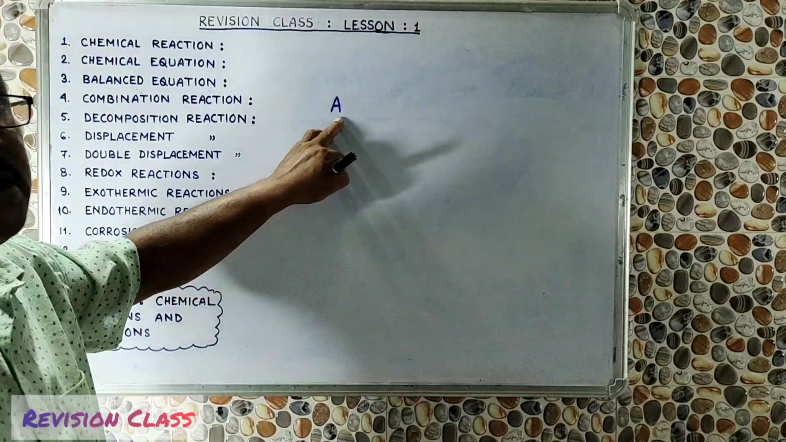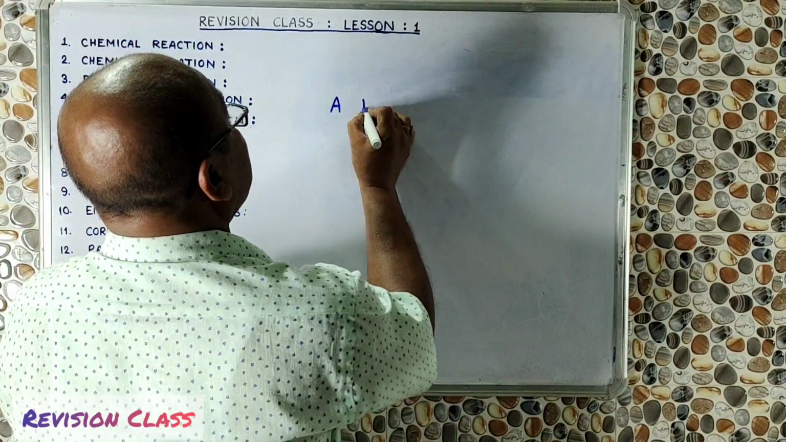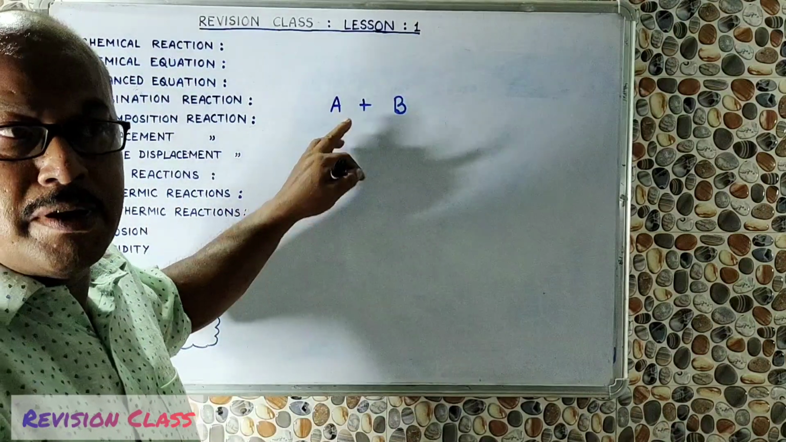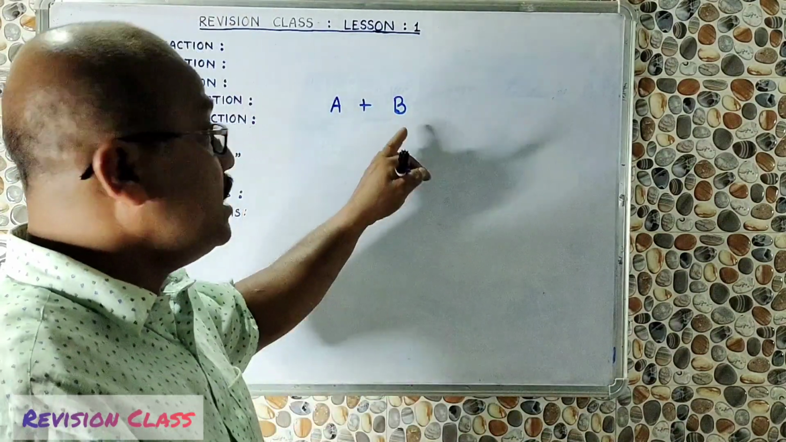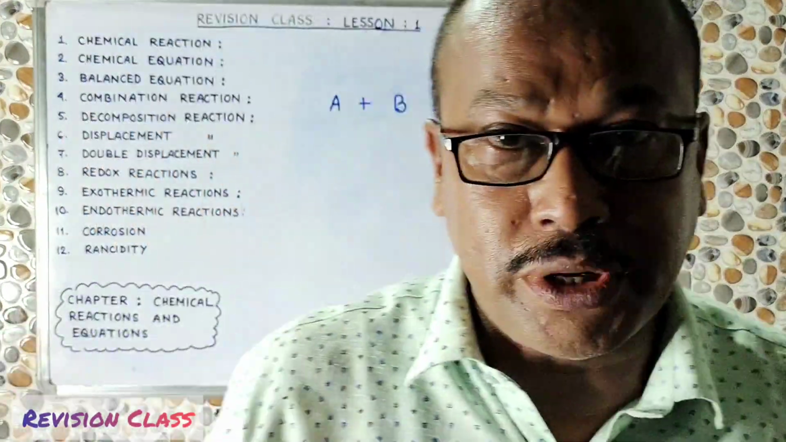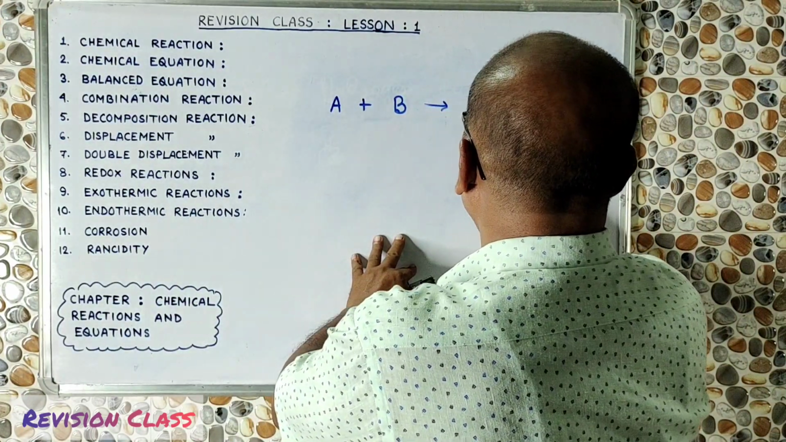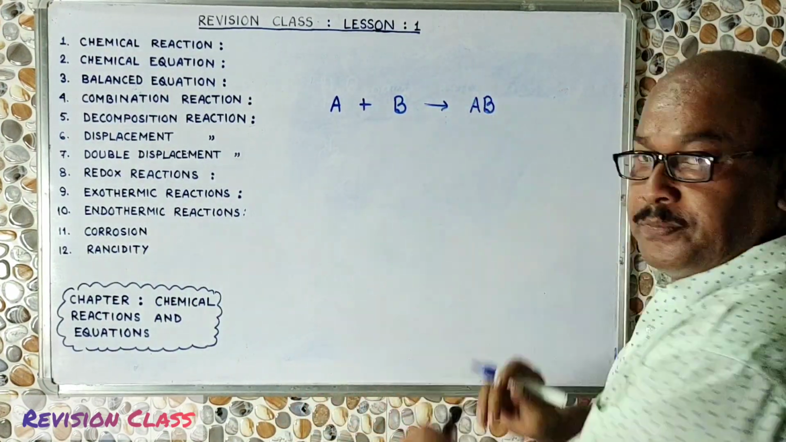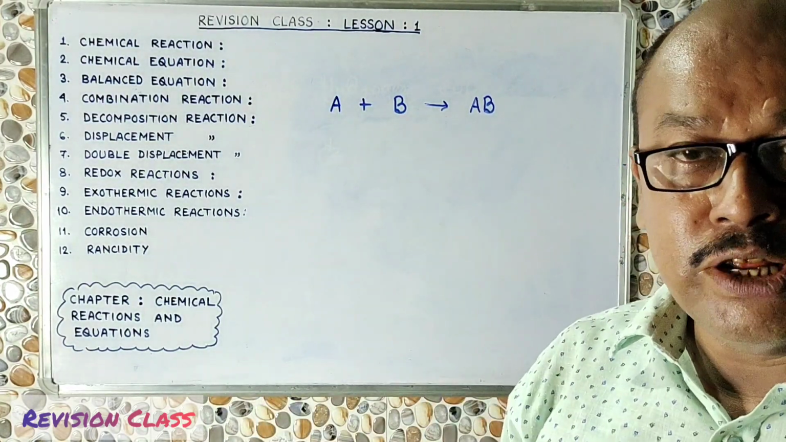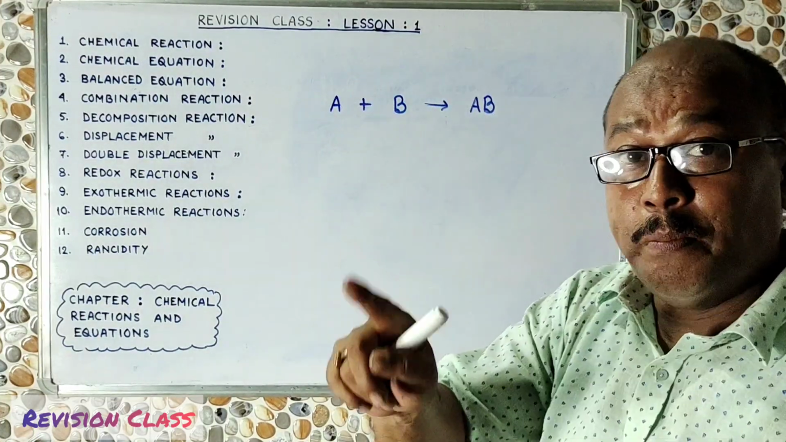Say for example, this is A, which is a particular chemical, and with that chemical another chemical is added. So here A is a chemical substance, and B is another chemical substance, and both these chemical substances are combining together. And as a result, what is happening? They are producing a new chemical, and that chemical is AB. So A and B are combining together to make a new product, and that is AB. This type of chemical reaction is called a combination reaction.